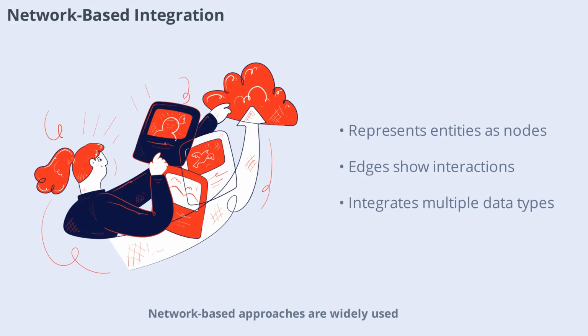Network-based approaches are widely used in systems biology for data integration. In these methods, biological entities such as genes, proteins, and metabolites are represented as nodes, while their interactions form the edges of a network. By integrating different types of data into a single network, researchers can study the relationships and dynamics of entire biological systems.